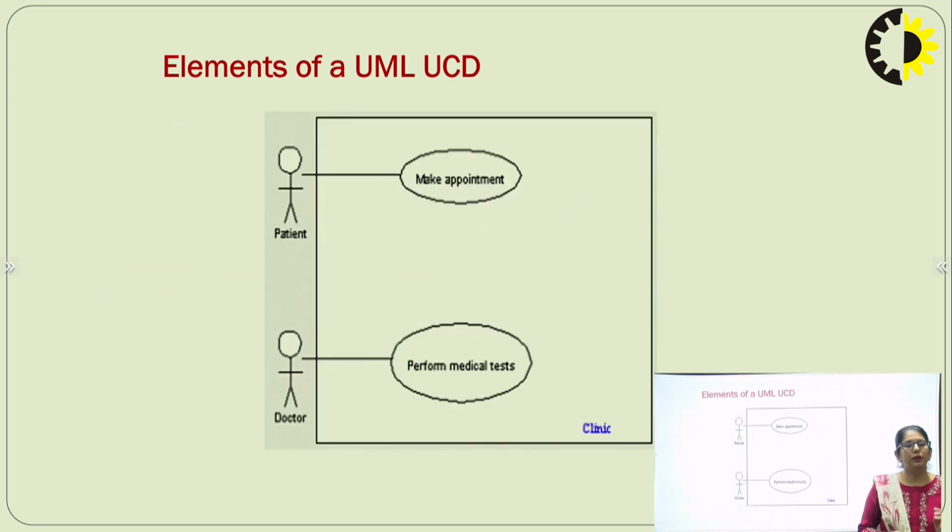For example, it's a simple use case diagram where there is an actor patient and there is an actor doctor. What a patient can do is mentioned here in elliptical form as use cases. What a doctor can possibly do is mentioned in the elliptical use cases, right?